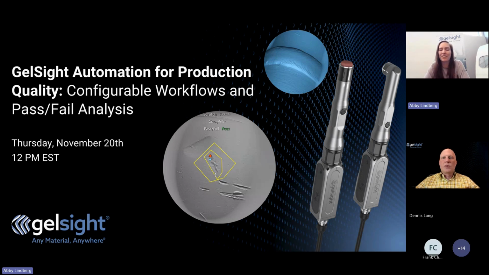We're going to talk about automation for production quality and configuring workflows and pass-fail criteria.